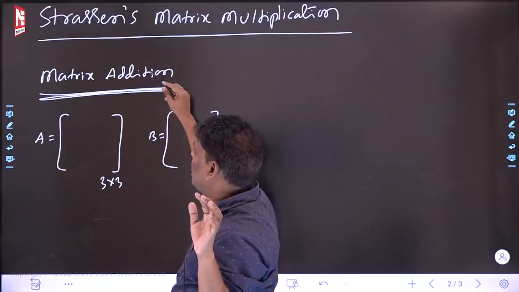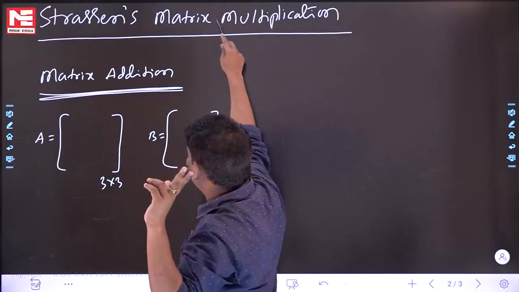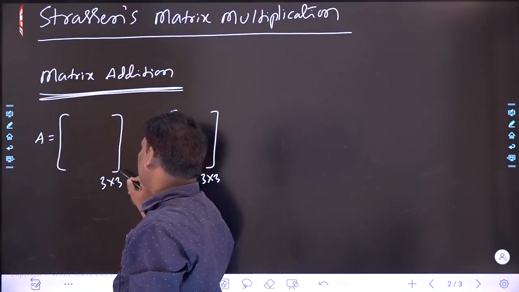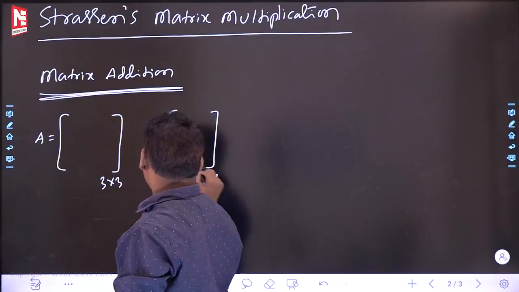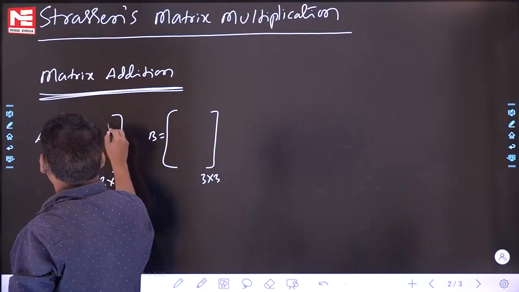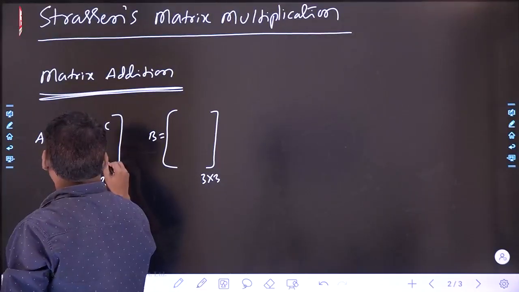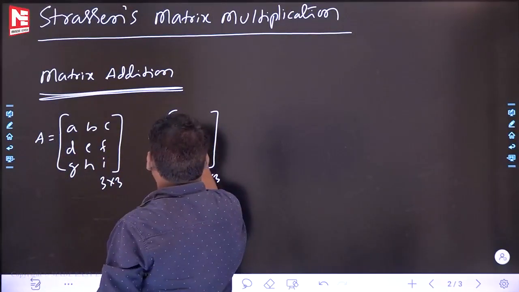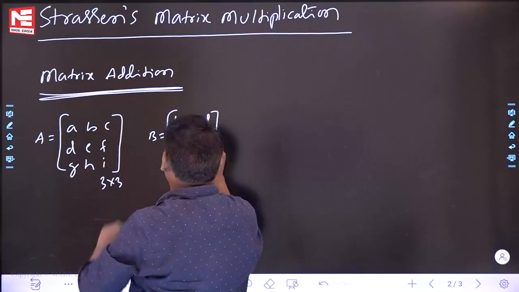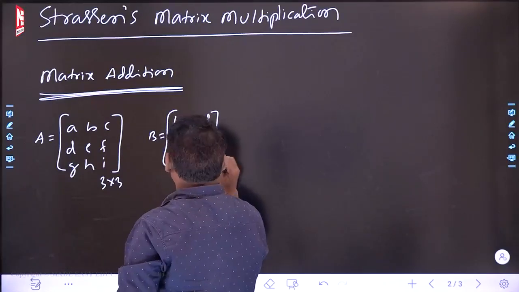Our goal is matrix addition, right? The final goal is matrix multiplication. Now let me do matrix addition. I took two matrices A and B. A size is going to be 3 by 3, B size also 3 by 3. Let me write roughly. A, B, C, D, E, F, G, H, I. Next one, B, C, D. Something I have to take, I am taking. E, F, G, H, I, J.